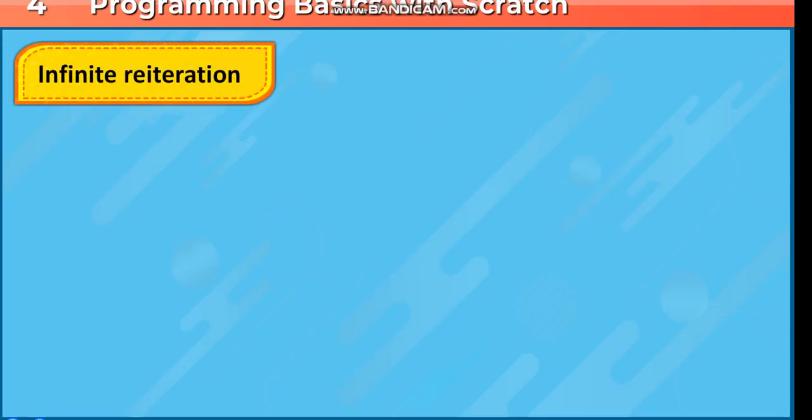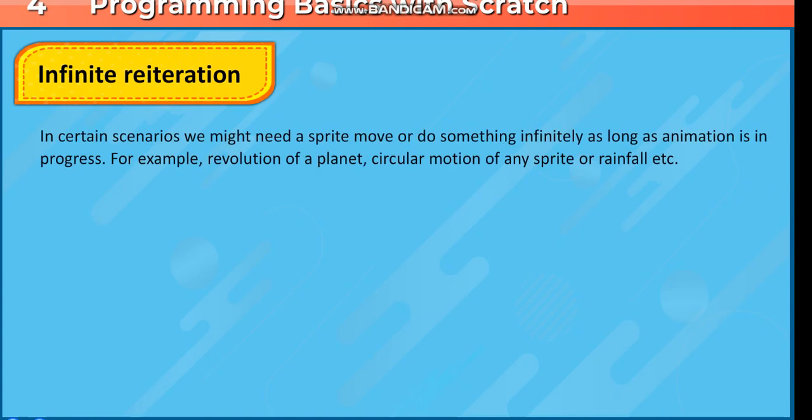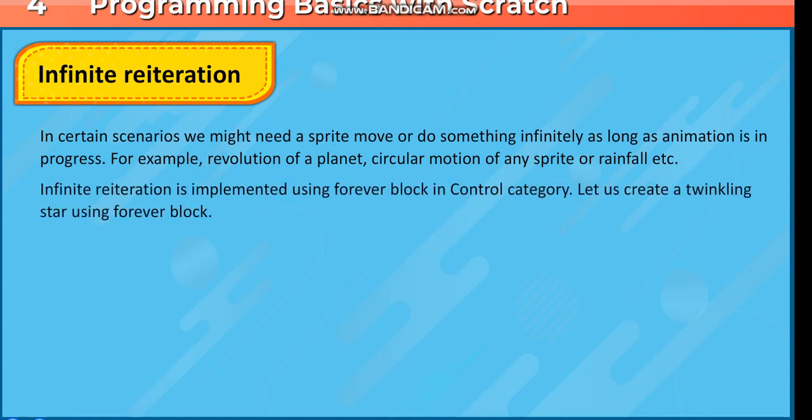Infinite reiteration. In certain scenarios, we might need a sprite to move or do something infinitely as long as the animation is in progress. For example, revolution of a planet, circular motion of any sprite, or rainfall, etc. Infinite reiteration is implemented using the forever block in the control category.